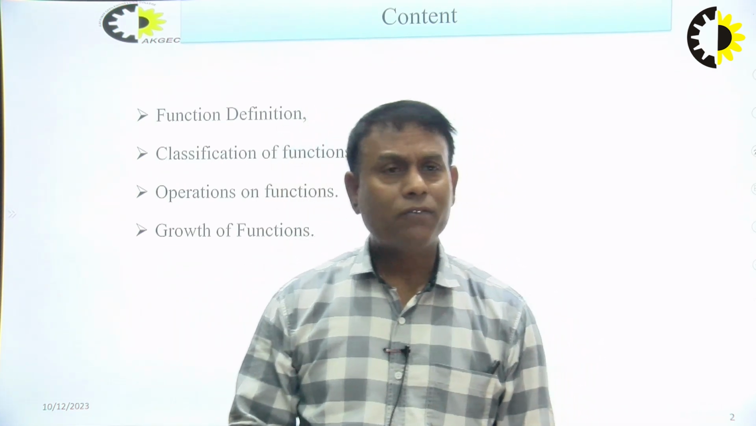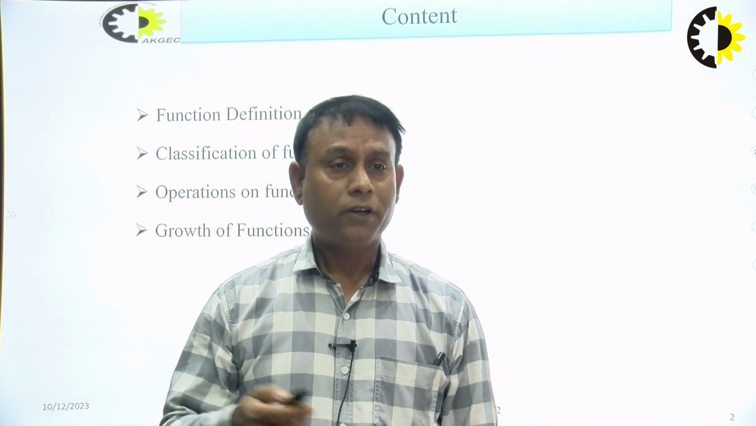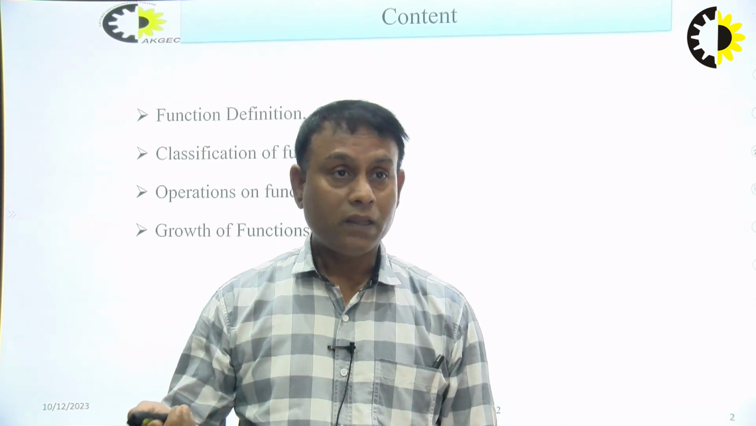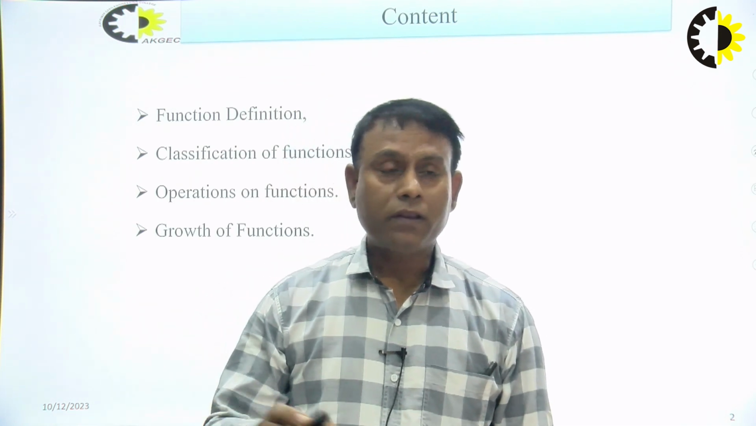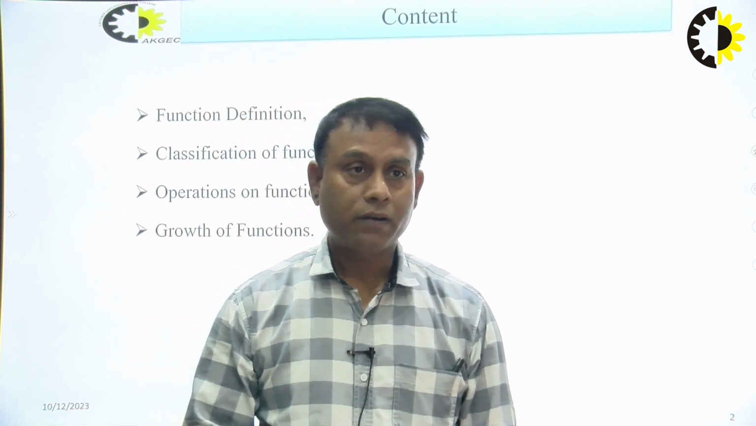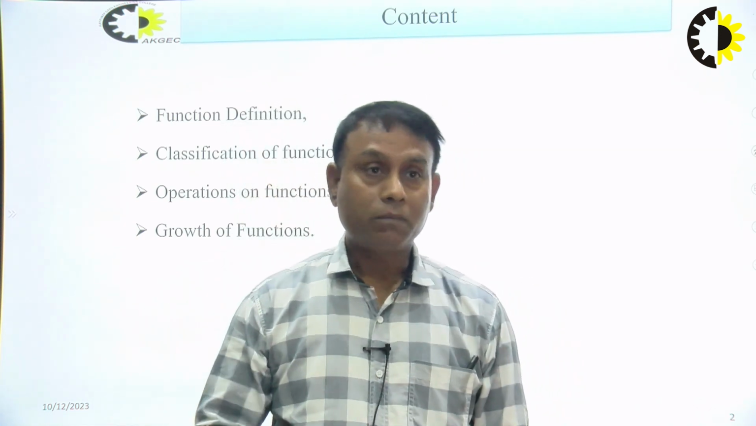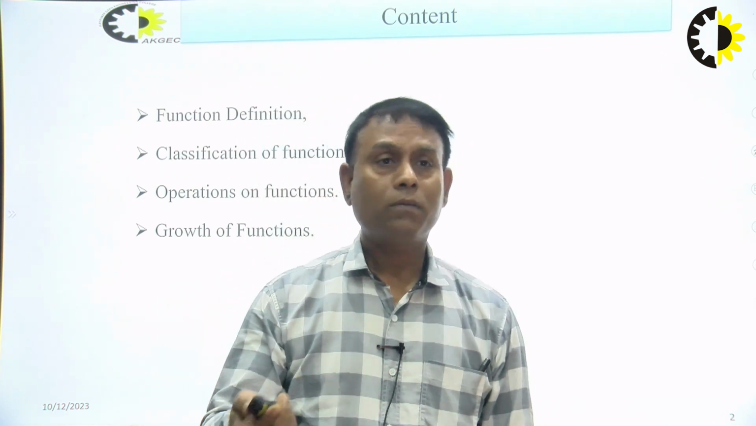A set is a well-defined collection of distinct objects of a similar type. For example, the vowels of the English alphabet like A, E, I, O, U. Suppose we take even natural numbers. Even natural numbers are also a set. Odd natural numbers are also a set. Prime numbers are also a set. Now, come to the relation.